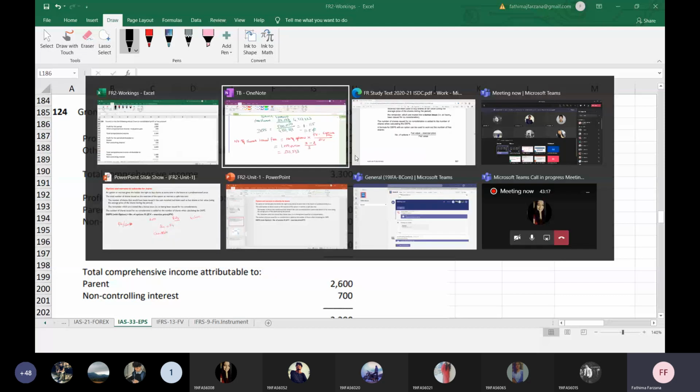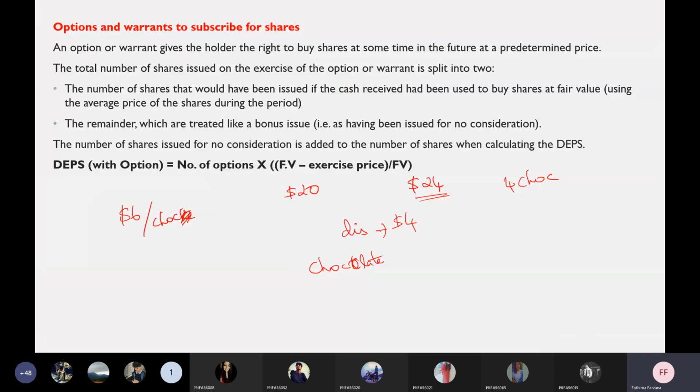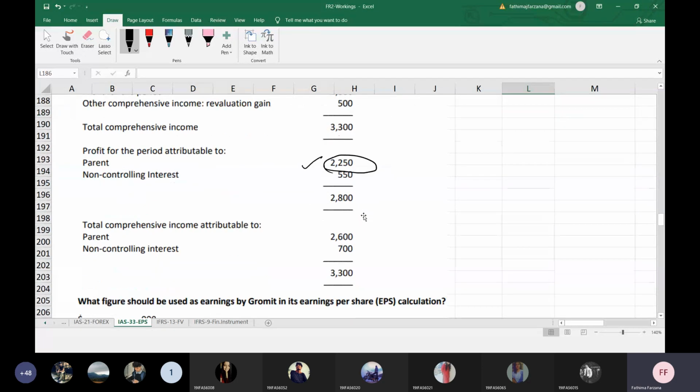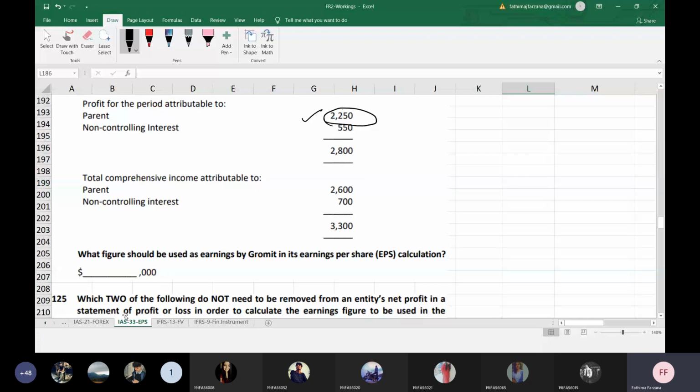For this, I think you have to go through a theory part somewhere. I'll just tell you, you can solve this problem only after learning consolidated financial statements. Whenever EPS is calculated, we have to take the parent company's profit for the year. You should ignore the non-controlling interest. You'll understand this theory while doing consolidated financial statements. You just have to pick 2250 here and write it.